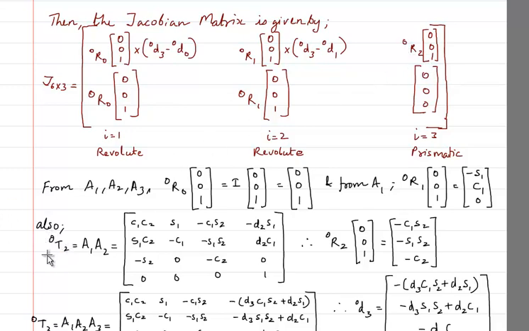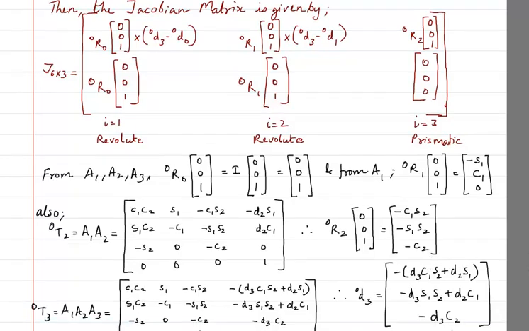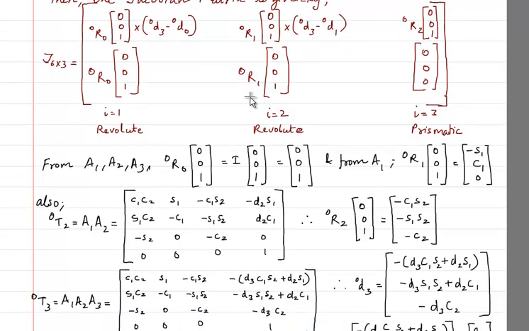For that we have to find 0T2, which is by the multiplication of A1 A2, based on which we get the 3 by 3 matrix from here, from which if we multiply 0, 0, 1, as I already told, we take the third column of the 0r2 matrix, which is this one, so we have written it here. Now that is also done.